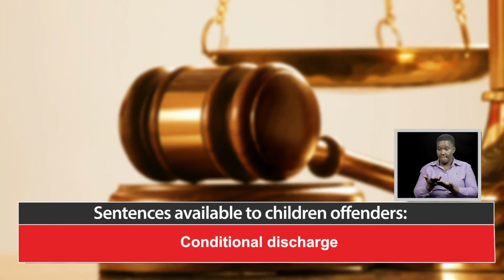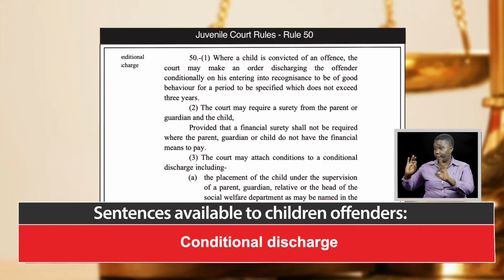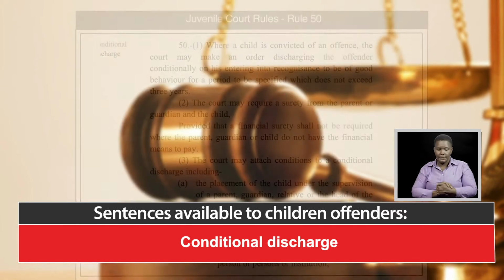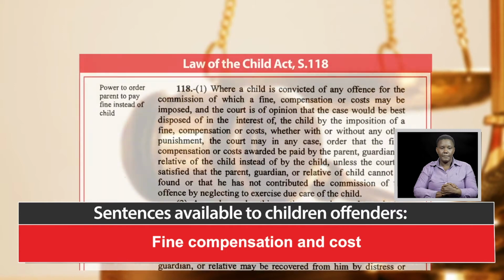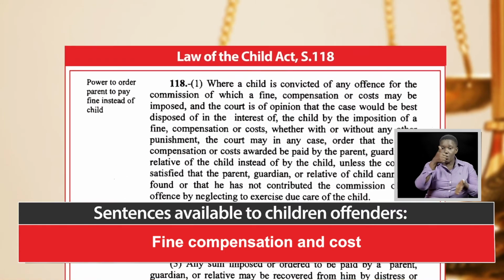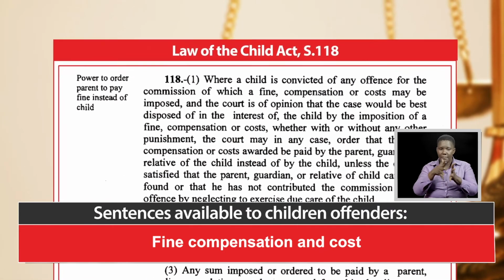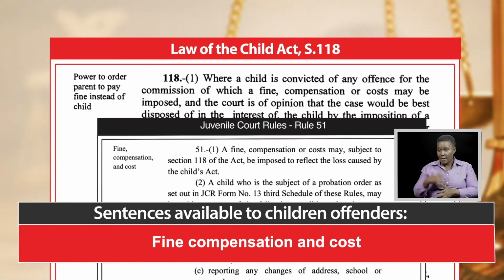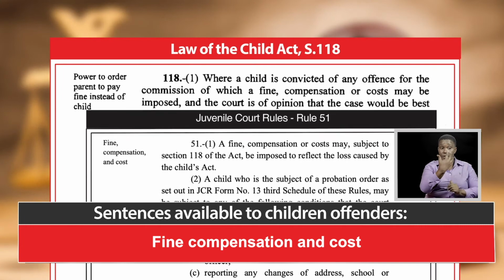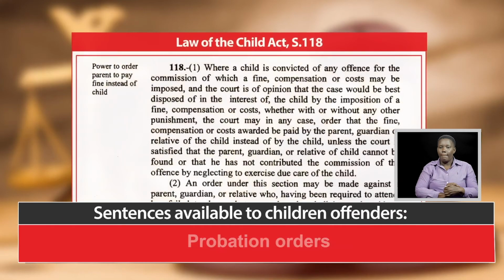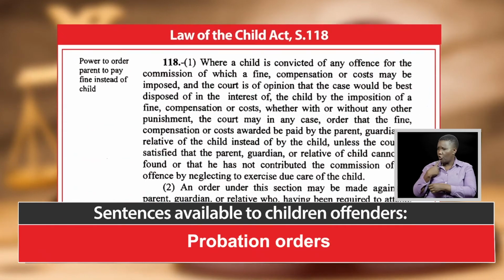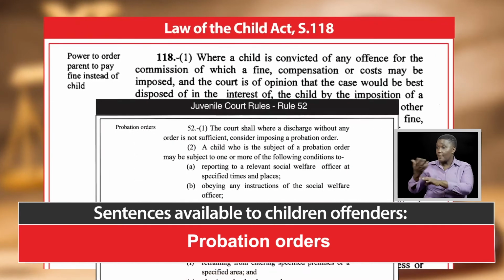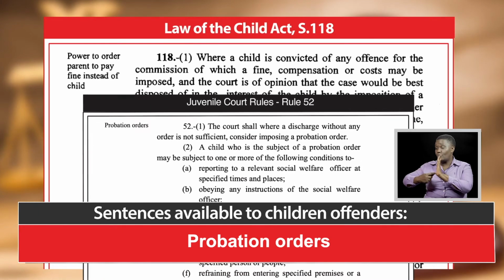Conditional discharge, as supported by Rule 50 of the Juvenile Court Rules. Fine, compensation and cost is provided under Section 118 of the Law of the Child Act and supported by Rule 51 of the Juvenile Court Rules. Probation orders is provided under Section 118 of the Law of the Child Act and supported by Rule 52 of the Juvenile Court Rules.